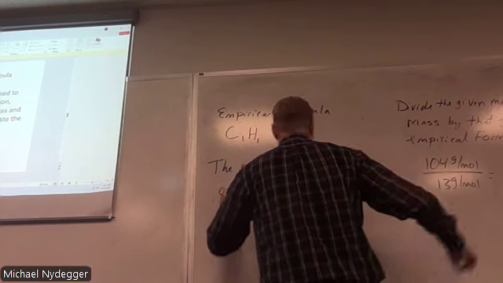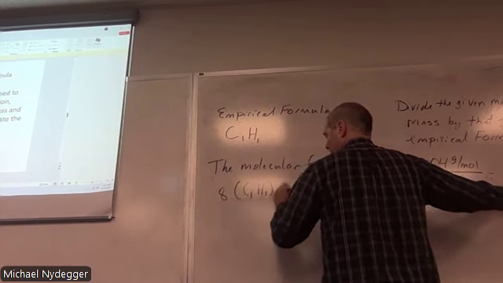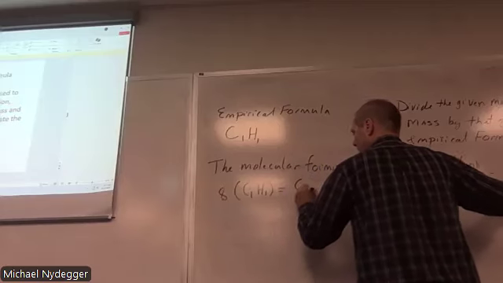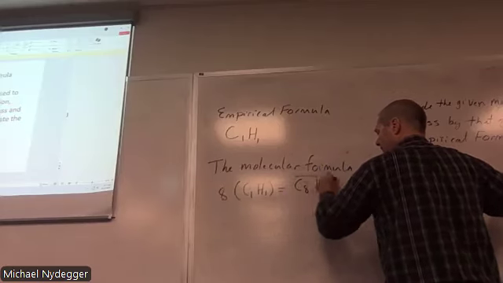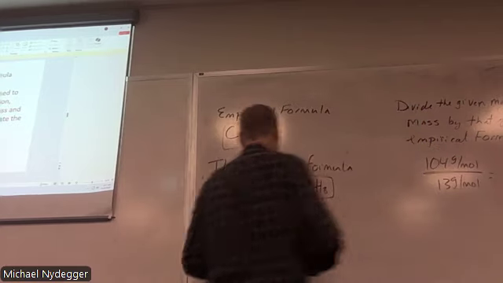we take 8, what we get here, times C1H1, so we get now C8H8. And that's our molecular formula, and that's our empirical formula.